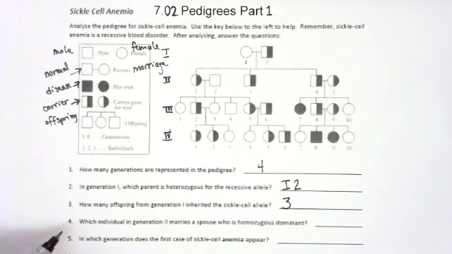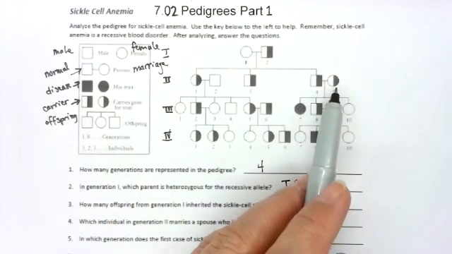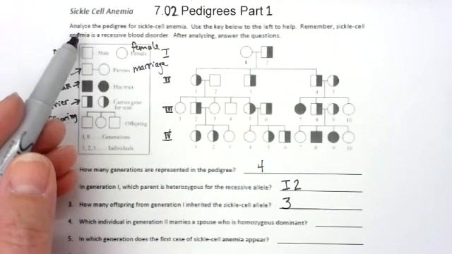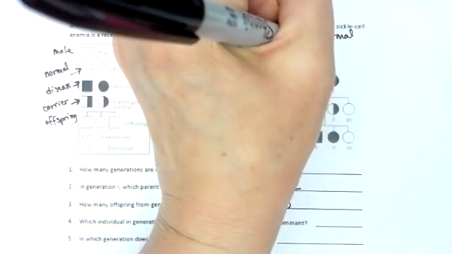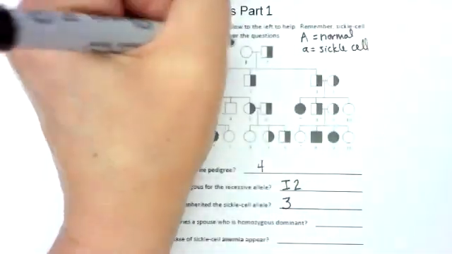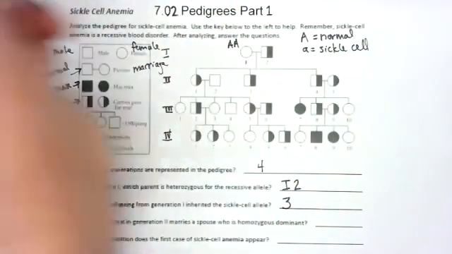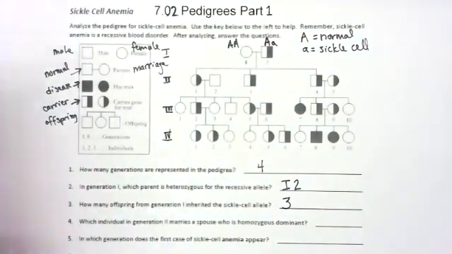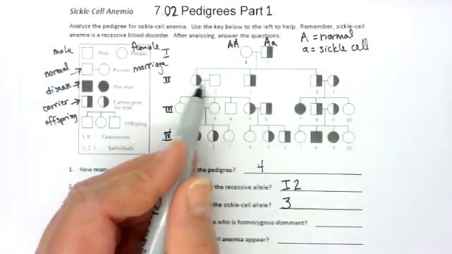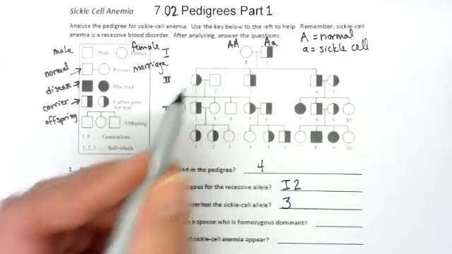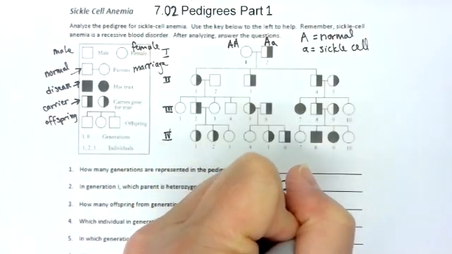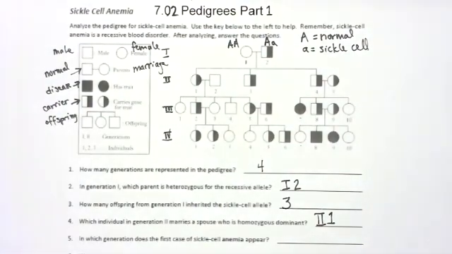Which individual in generation 2 marries a spouse who is homozygous dominant? Let's say capital A is normal and lowercase a is sickle cell. So that means the mom is homozygous dominant and the dad is recessive. In generation 2, the only one who's homozygous dominant is here. They want to know which individual marries a spouse who is homozygous dominant. So it would be generation 2, individual number 1.